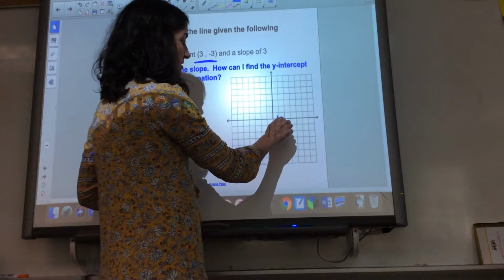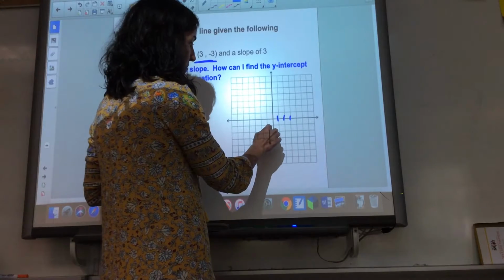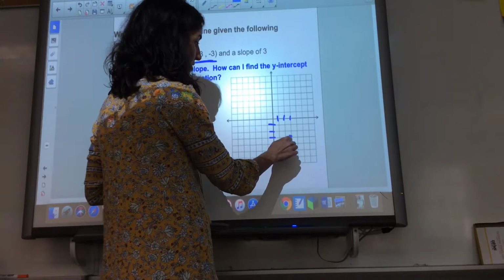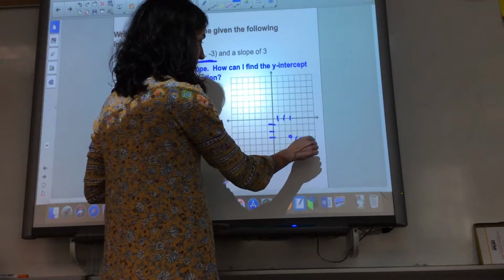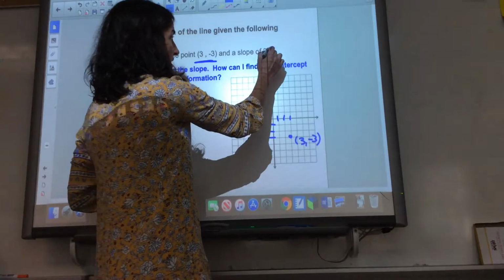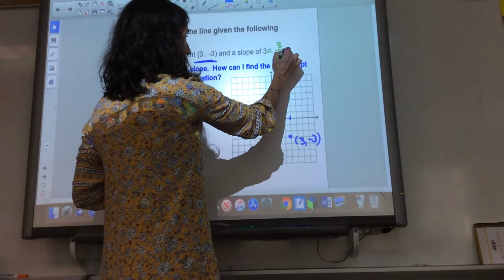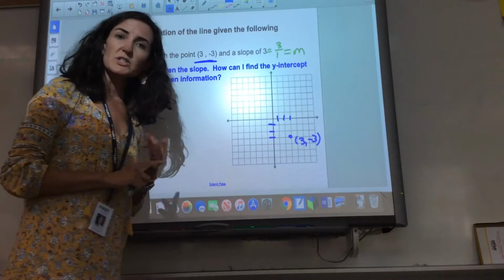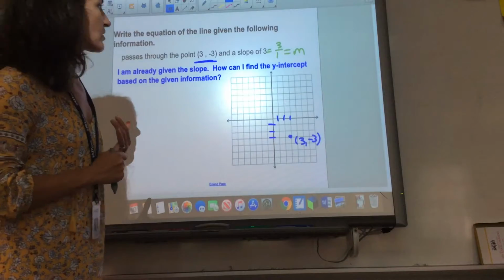So here we are, 1, 2, 3, and down 1, 2, 3. So here we are at 3, negative 3. Okay, then it tells us that the slope is 3, which is the same as 3 over 1, and that is our slope. So we don't have our b in this case. We don't have our y-intercept.